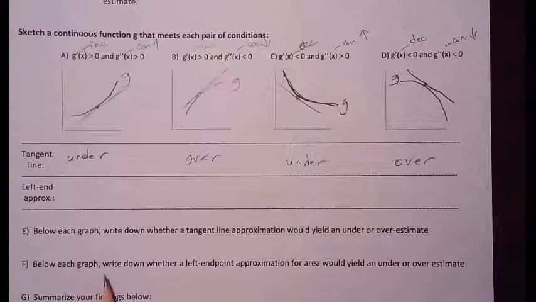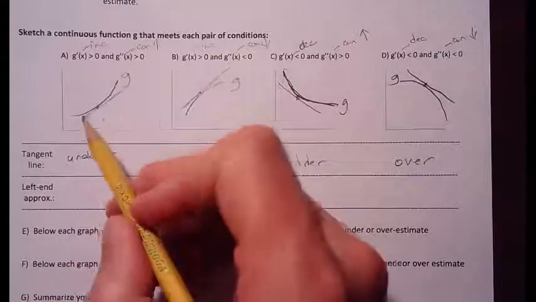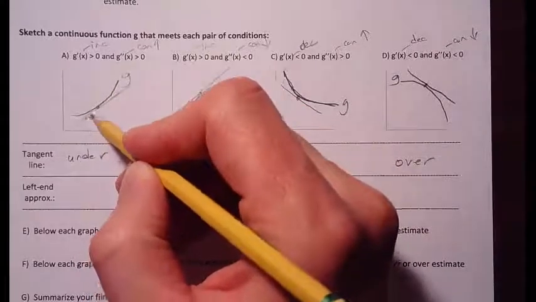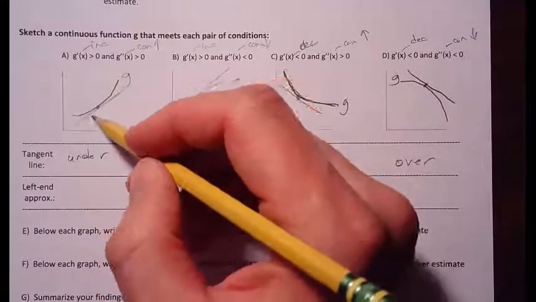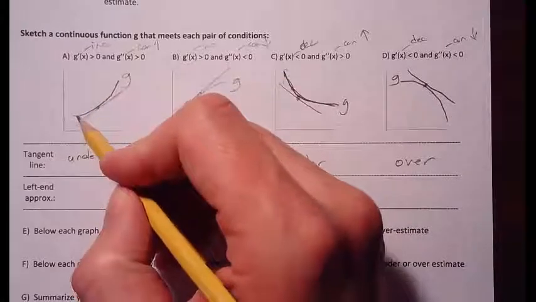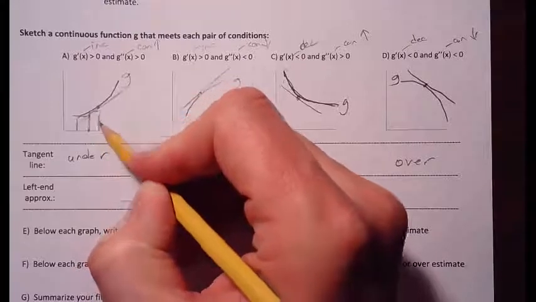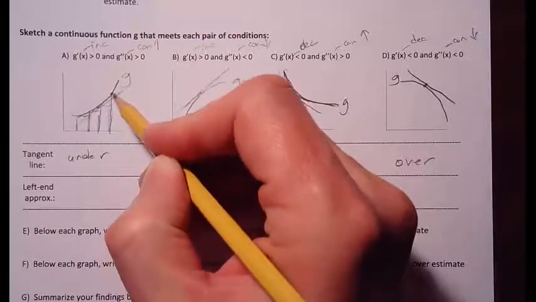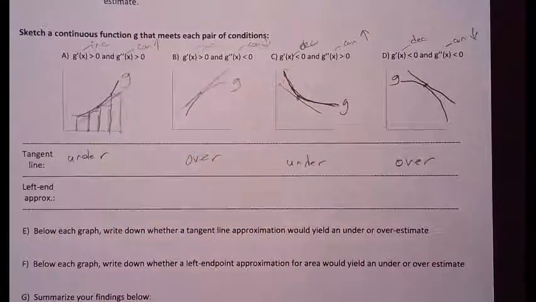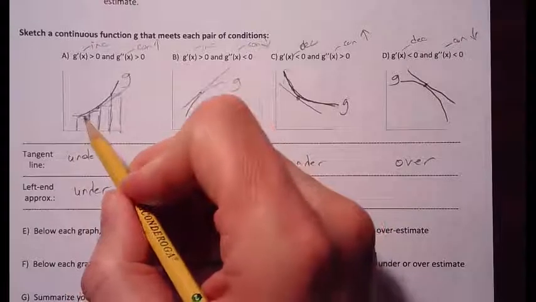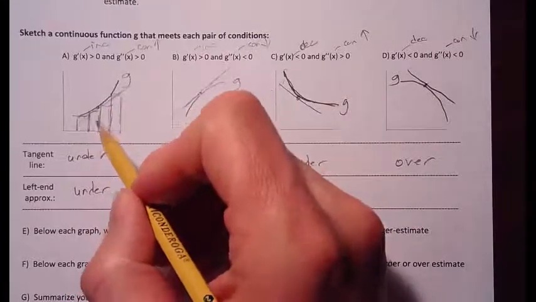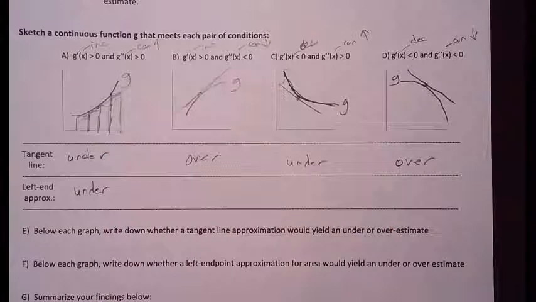Then it says, below each graph, write down whether a left endpoint approximation for area would yield an under or an over estimate. So here's my x-axis. My graph is above the x-axis. If I were to draw a series of rectangles to estimate the area, starting at the left endpoints, you can see my rectangles would all be confined within the region that the curve is carving out. I would have inscribed rectangles, so I would have an underestimate. The true area below this curve would be a little bit more than the area of these rectangles that I'm using to approximate it.